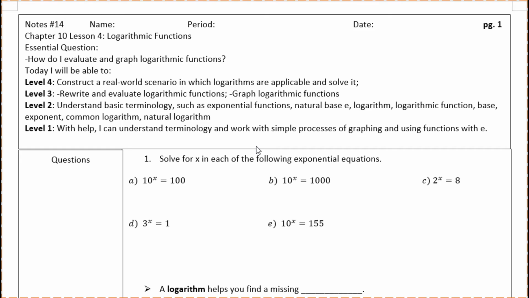Alright class, welcome to this lesson on logarithmic functions. So we're going to introduce a new type of function that you may or may not have seen before. Our goal for this lesson is to be able to evaluate logarithmic functions and also graph them, just like we did with exponential functions. Alright, so those are the goals for today.